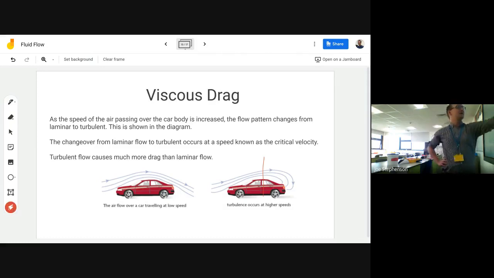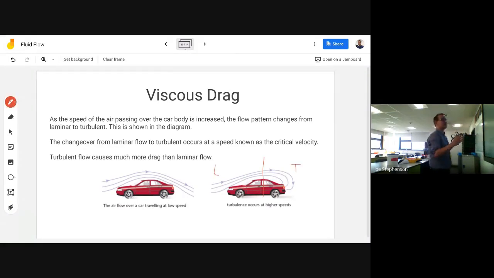So what we tend to find is if you're traveling at a low speed, you can see this here, the air moving over a car remains streamlined or laminar all the way over that, and there is no transition. Now, if this car speeds up, we can move from laminar to turbulent. So it's just making sure you understand that. That's laminar and that's turbulent. And the speed at which we get that transition is known as the critical velocity.